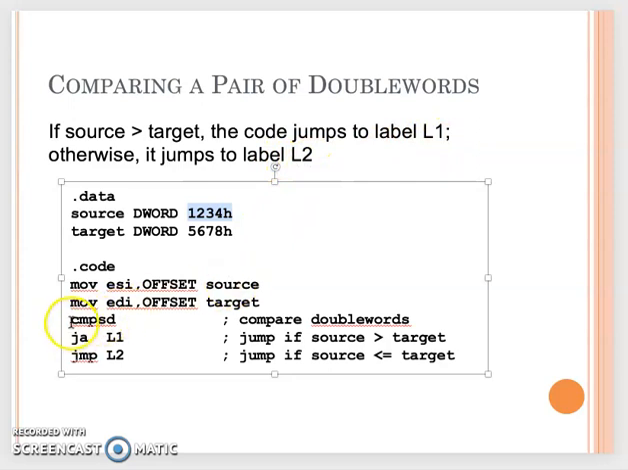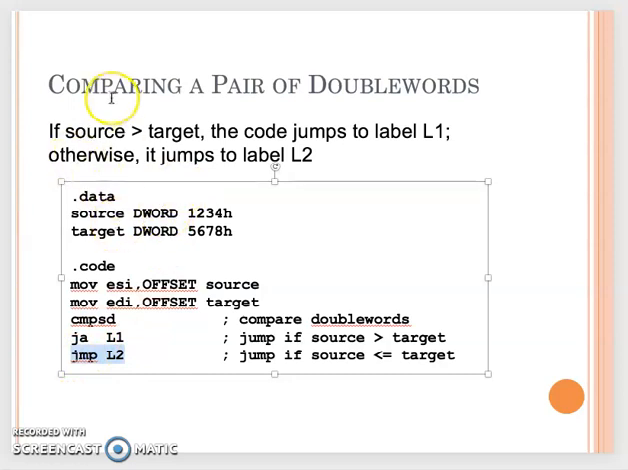Since here it is D word, we do the CMPSD. Afterward, the same thing, they will compare with the ESI as the source and EDI as the target. If that's greater, you jump to L1, so we do the JA. Okay, so then you JA to L1. Otherwise, you see here, since they don't do that, you need to do an unconditional jump to L2.